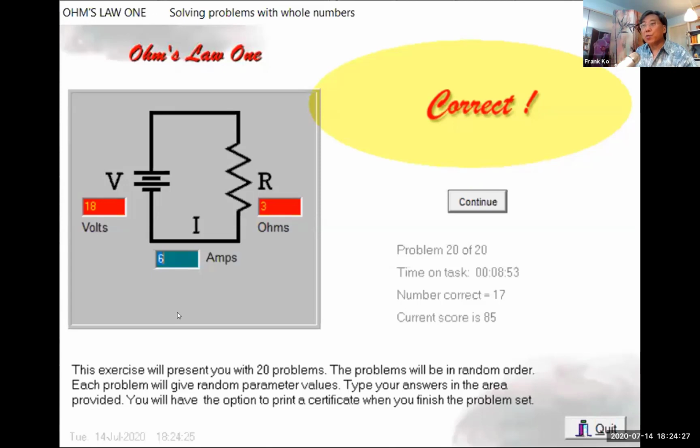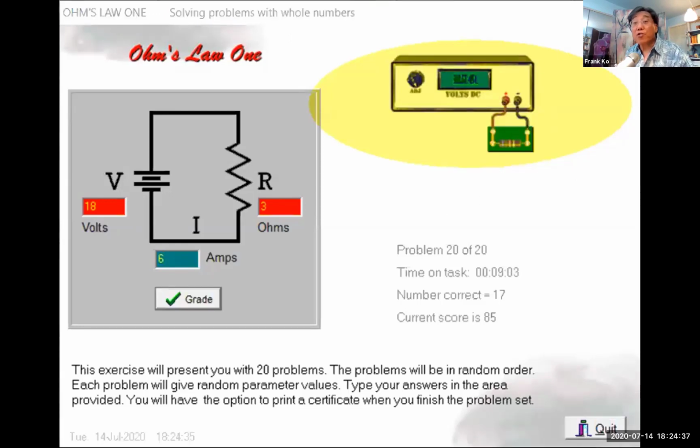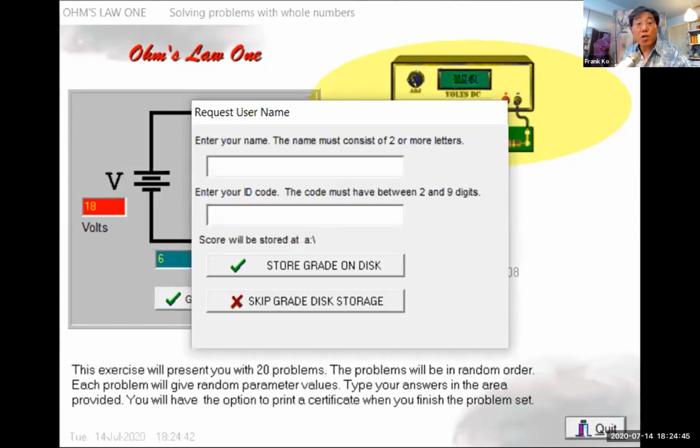Here's where you've got to pause for a moment because you need the certificate, okay? Everybody's still looking at my screen. I'm going to hit continue. It says exercise completed. Do not hit quit. Hit OK. And then enter your name. So I'm going to type in Ima Sample. Good old Ima. You don't have to enter an ID code. And you can click skip the disk storage. You don't have to store grade on a disk.